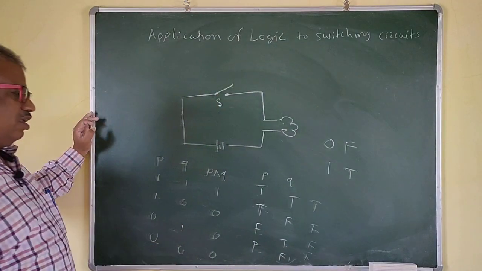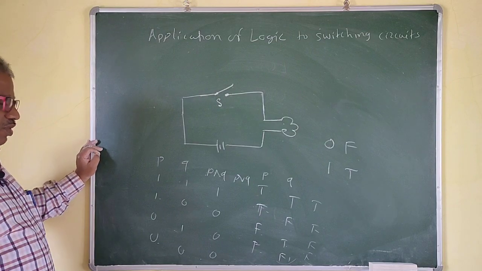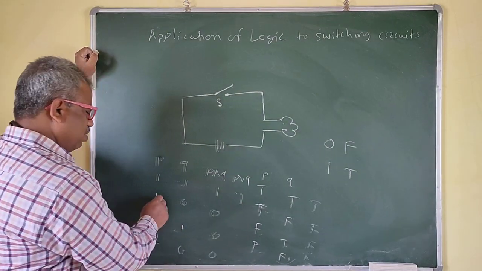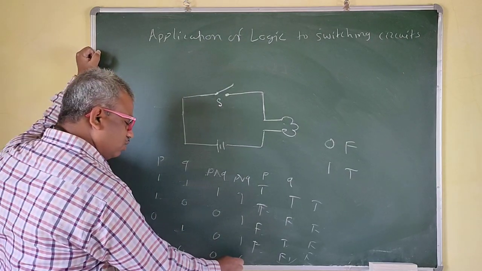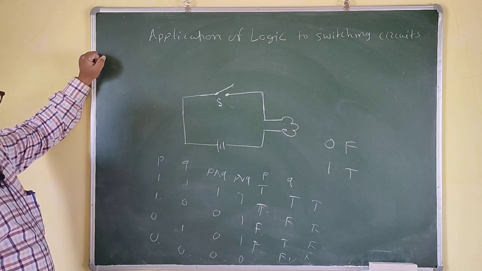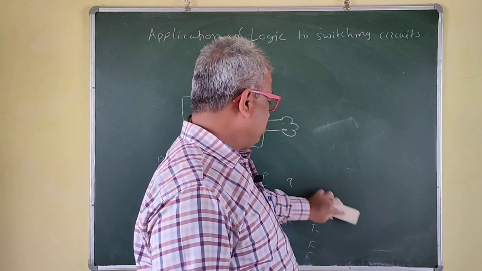For R, P or Q, you have to take the sum now. So 1 or 1 is 1, 1 or 0 is 1, 0 or 1 is 1, 0 or 0 is 0, right? So for R, you have to take the sum, right? R means sum.